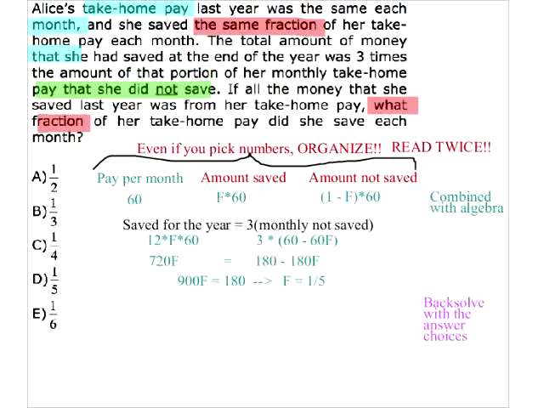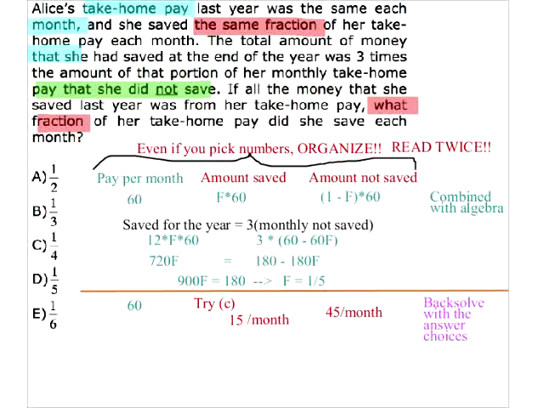So if you wanted to back solve, we're still going to pick 60 for the pay per month. Let's try answer choice C because it's in the middle. That's 1/4, so you'd be saving 15 in a month. The amount not saved is then 45 per month. So saved for the year versus 3 times monthly not saved: saved for the year is 15 times 12, that's 180. 3 times monthly not saved is 135.